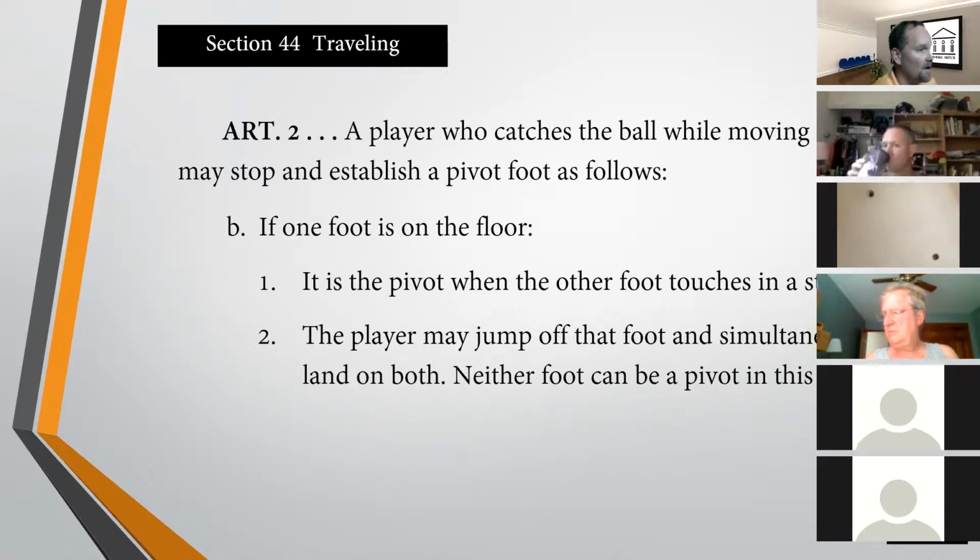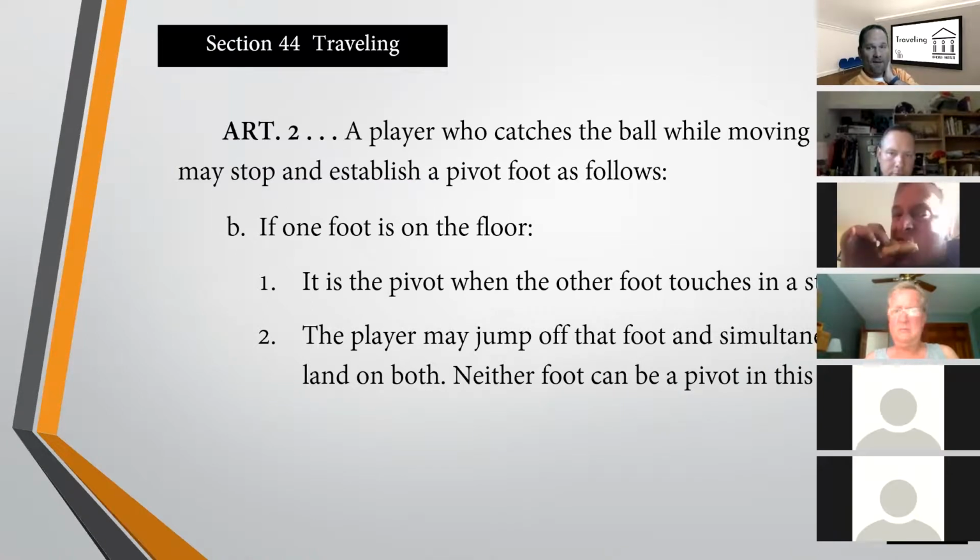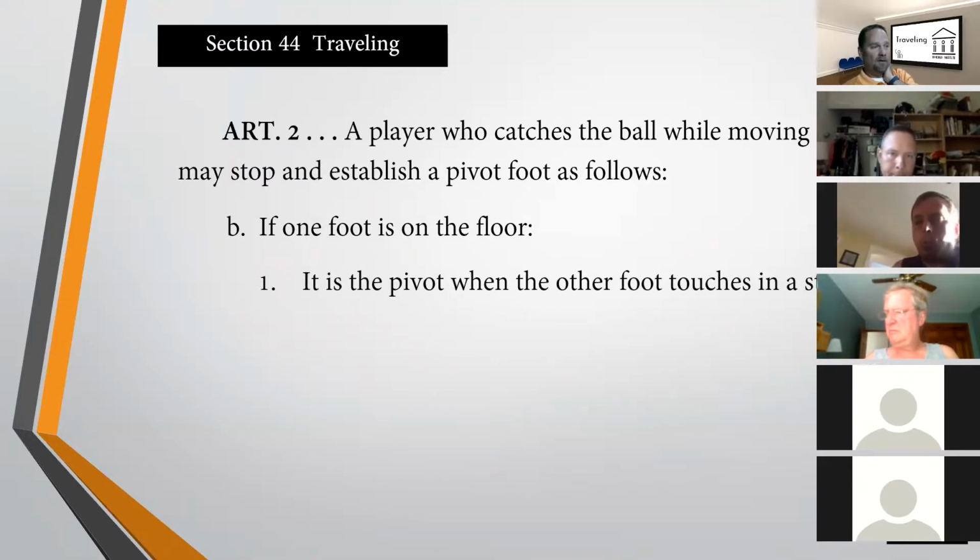Thanks. All right. If 1 foot's on the floor when they catch the ball, they're moving. Remember now, they're moving, and 1 foot is on the floor. It's the pivot foot when the other foot touches. All right? And again, they can jump off that foot and then simultaneously land on both. Here's a clip for the first one. Again, not the greatest quality, but you'll get the idea.